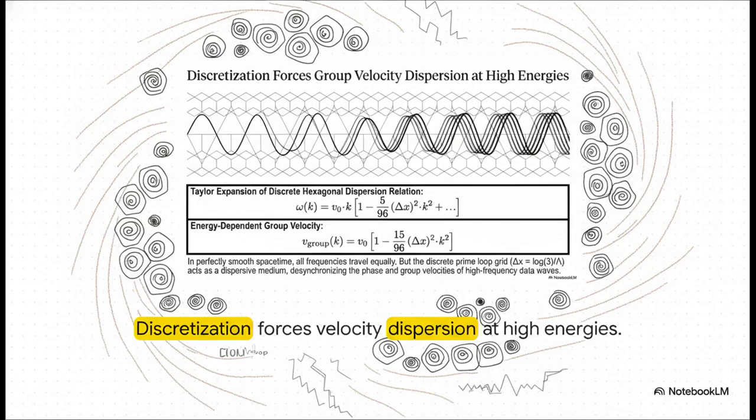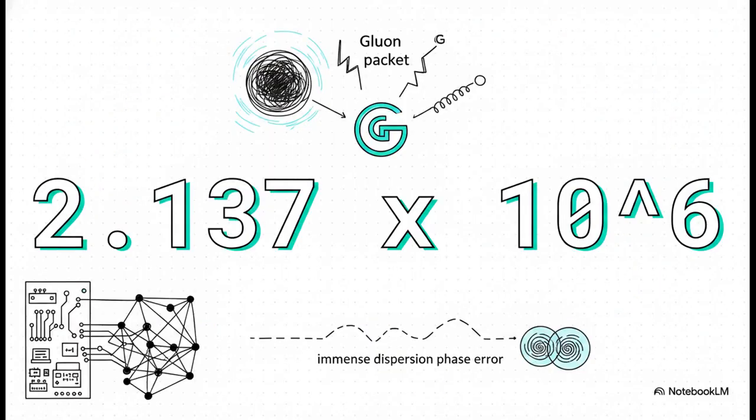When we deconstruct the Taylor expansion of the discrete hexagonal dispersion relation, we can perfectly isolate the leading order group velocity dispersion error. Basically, at extreme high energies, the phase velocity and the group velocity completely unsynchronize. If we calculate this out for a grand unified theory scale gluon packet, let's say 10 to the 15th GeV, traveling over a really tiny but technically macroscopic distance of just 10 to the negative 15 meters, the absolute dispersion phase error is incredibly massive. It calculates out exactly to 2.13715 times 10 to the 6th radians.